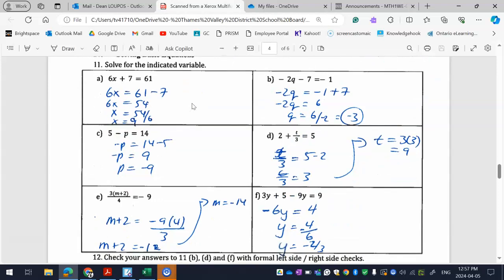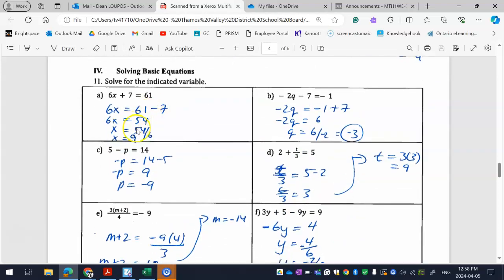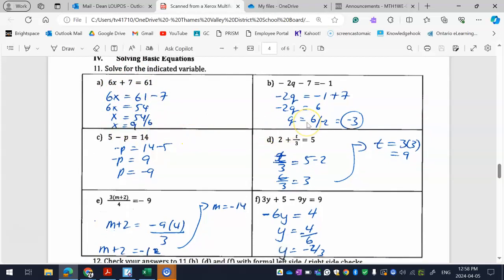Collecting like terms here to solve. Okay, so we're solving with an equation sign. So we want to bring everything over. You guys have done this before. So 6x, bring that 7 over, subtract it, and then divide by 6 to get 9. Same thing here, same sort of thing here. Just be careful with your signs. Same with this one. I don't think there's much to it.